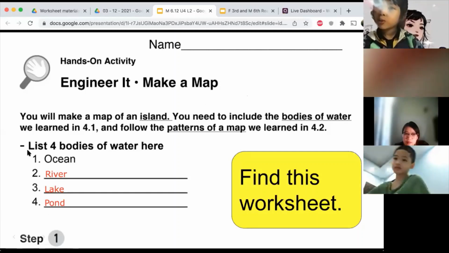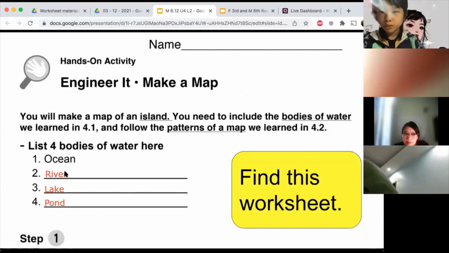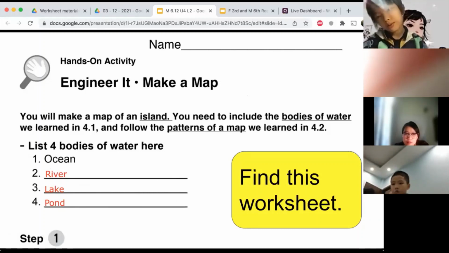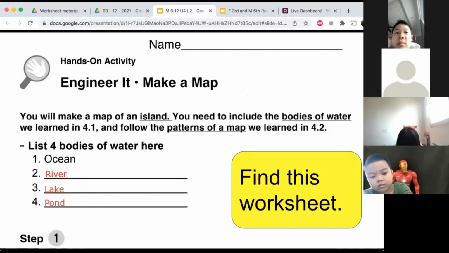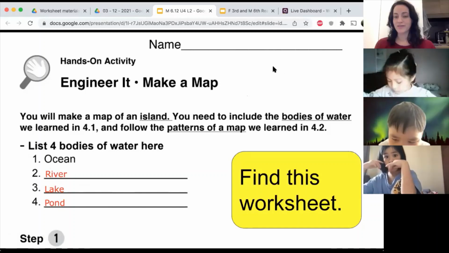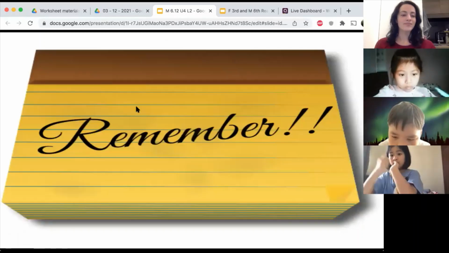All right, everyone done writing this? These are the 4 bodies of water that we learned: river, lake, pond, ocean. So everyone will get 100% on this on their homework? Okay.